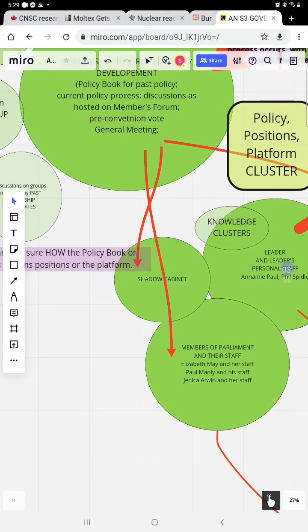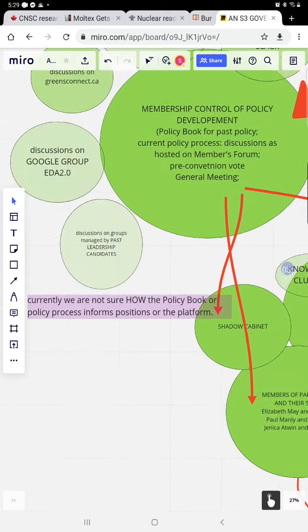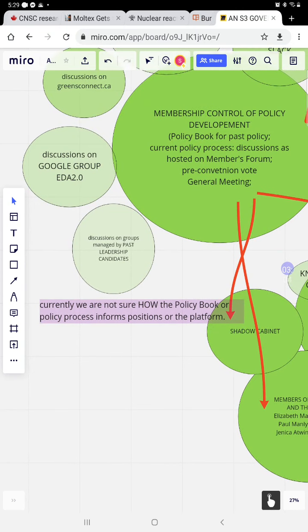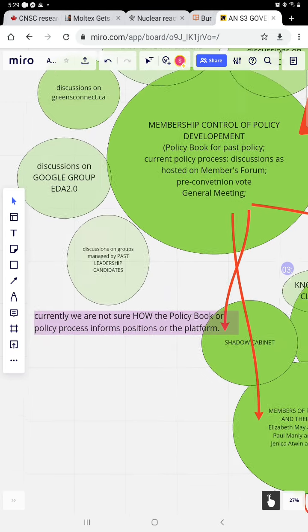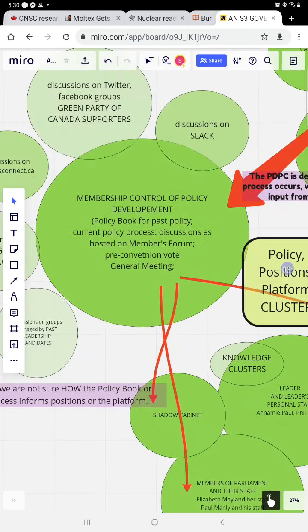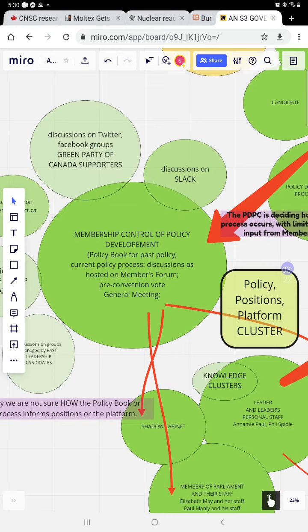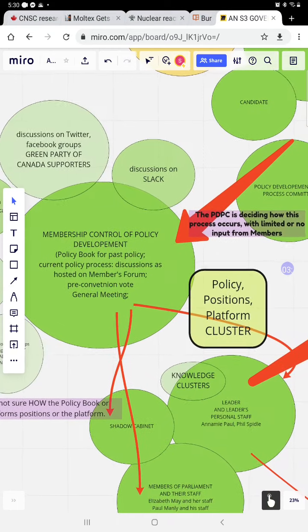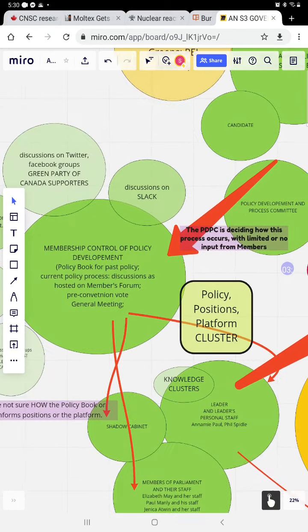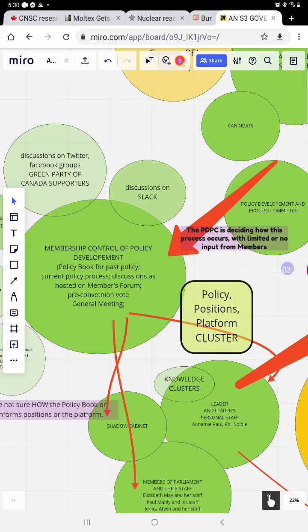There is a lot of confusion about how our member generated policy book is used by our legislative wing, our politicians, to create their positions, like their media positions and the election platform. And there's a lot of criticism going on about how that happens. And that's something that really interests me as a green fundamentalist. So the process by which the members create policy together is in question.